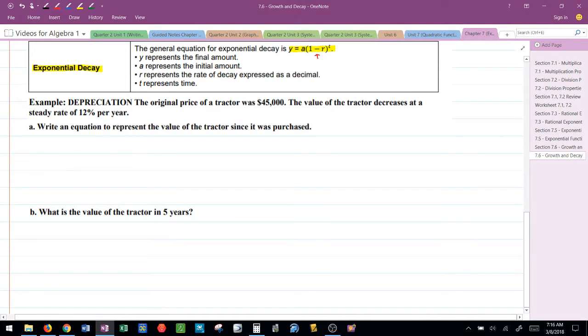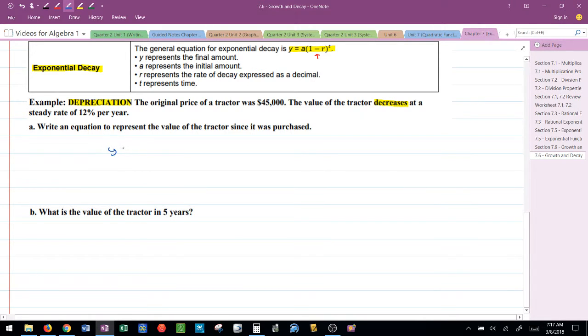All right? Now, how you know that it's exponential decay is a couple of things here in this example. The word depreciation. Depreciation means exponential decay. A second one, it says the original price of the tractor is $45,000. The value of the tractor decreases. Decreases is telling me exponential decay. And it's decaying at a rate of 12% per year. All right, so let's take a look.